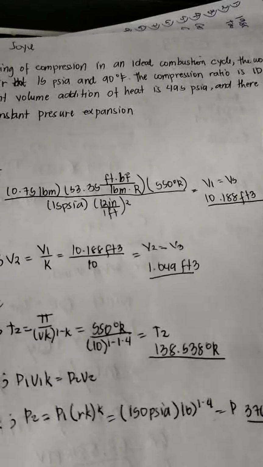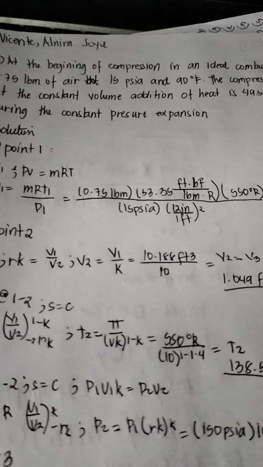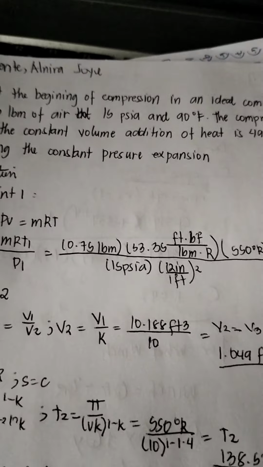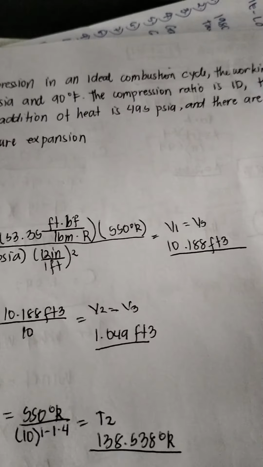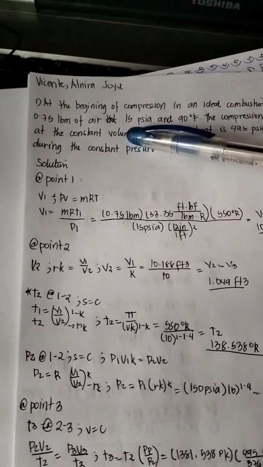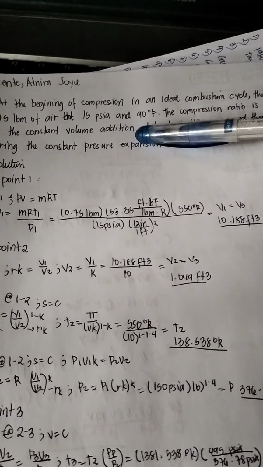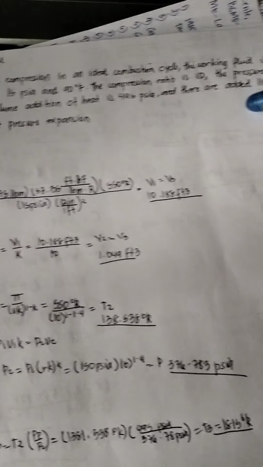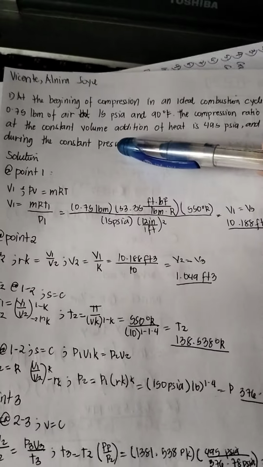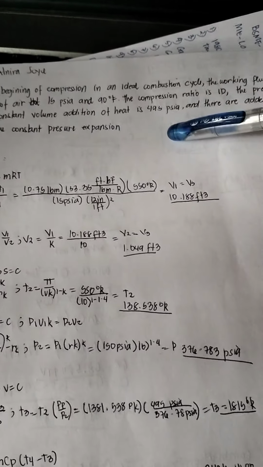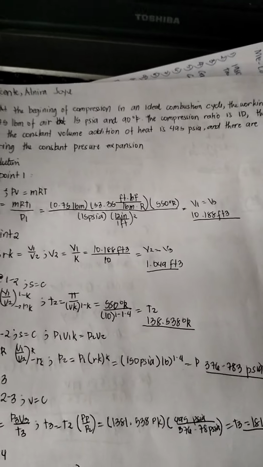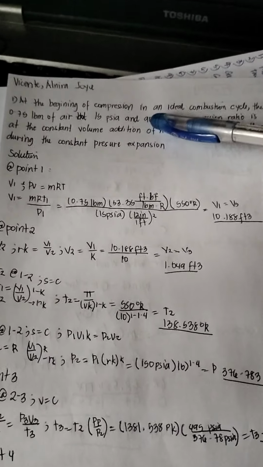So, sa first problem natin, at the beginning of the compression in the ideal combustion cycle, the working fluid is 0.75 lbm of air at 15 psia and 90 degrees Fahrenheit. The compression ratio is 10, and the pressure at the constant volume addition of heat is 495 psia, and there are added 10 BTU during the constant pressure expansion.